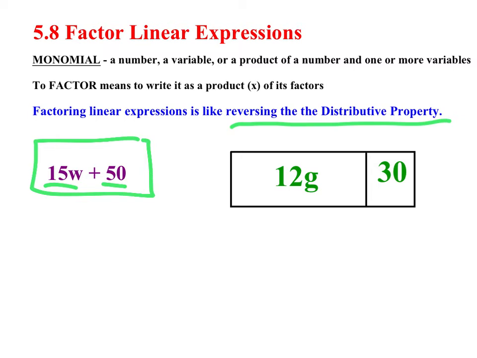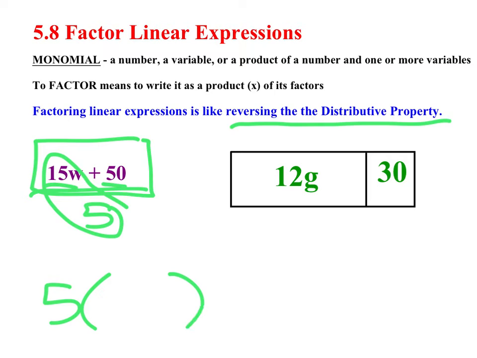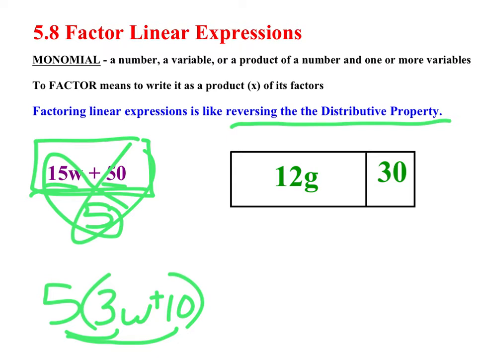So if I divide out 5, I'm basically dividing that entire thing by 5, and then I'm writing it as a product. So 5 times whatever it is once I divide it. So I take 15W divided by 5 and get 3W. I take 50 divided by 5 and I get 10. I put the plus sign back in between. And now I would have 5 times the quantity 3W plus 10. And by the way, one way to check your work is if you did the distributive property, wouldn't it turn into 15W plus 50, which is exactly what it is.